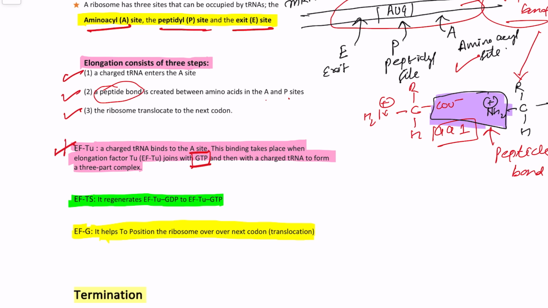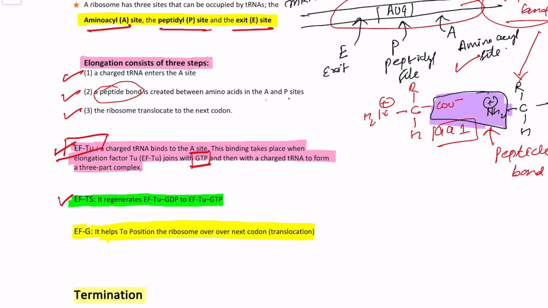So if the question is which elongation factor is involved in the formation of the three-part complex, it is EF-TU, or which elongation factor requires GTP as a source of energy, this is again elongation factor TU. Clear? It is a 1 mark question in MCQs. The examiner always asks these questions, right?